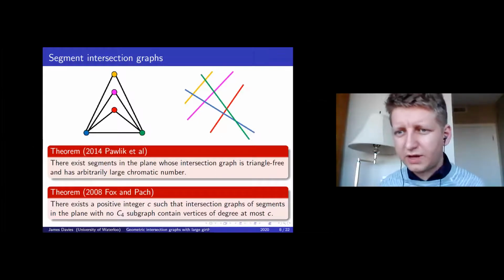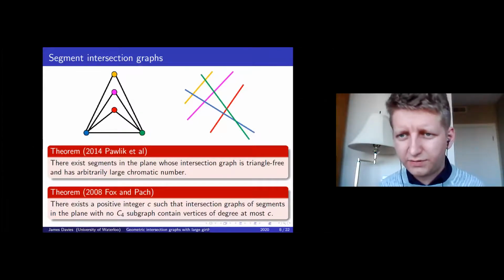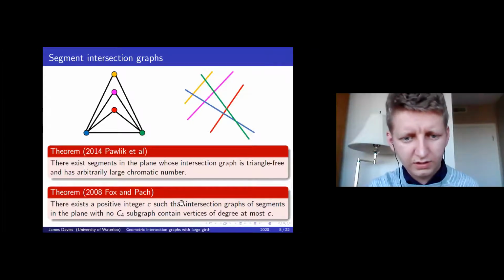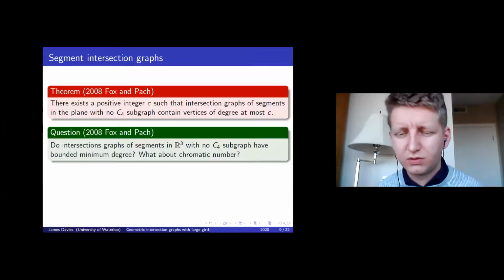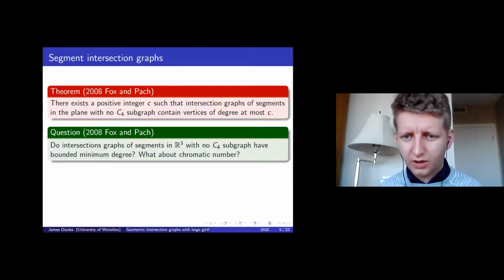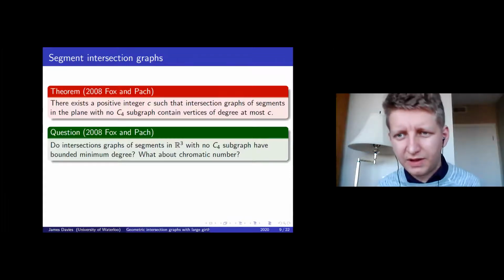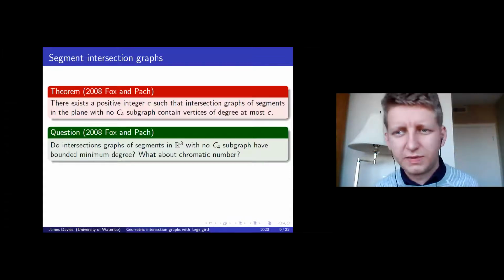But on the other hand, you do still have this nice degeneracy property. So if you went to girth 5, or even just forbid 4-cycles, then you know that you can find some vertices in your segment intersection graph with some bounded degree. So this is a nice result. And then following this result, Fox and Pach asked if their theorem could be generalized to 3 dimensions. So they asked if you considered segments in free space rather than in the plane with no 4-cycle subgraph, then do they have bounded minimum degree? And if they don't have bounded minimum degree, then is it at least true that they have bounded chromatic number?